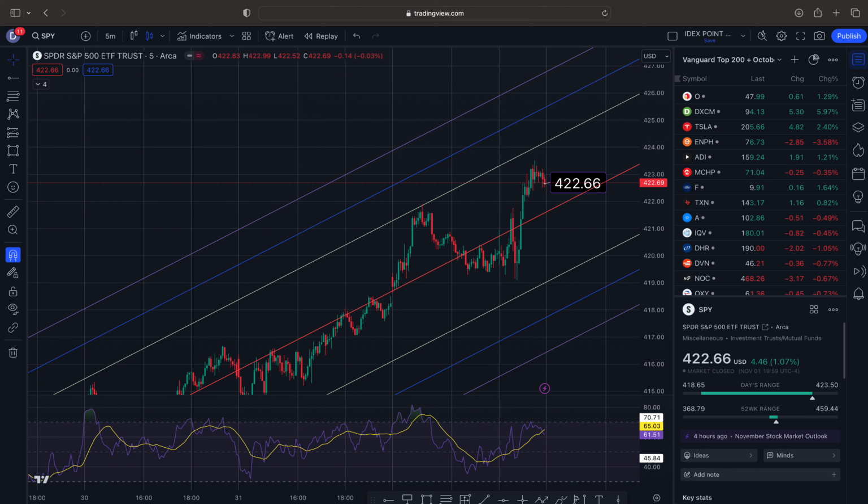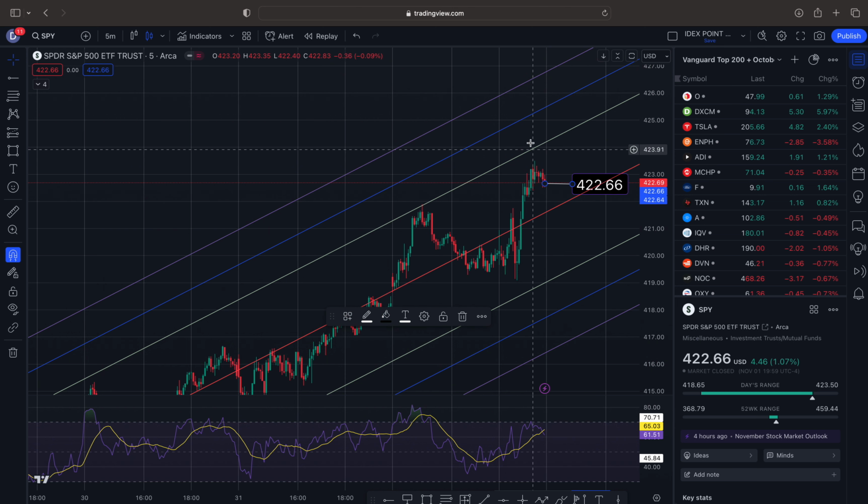This is SPY on the 5-minute time frame. I'm going to go over price targets for Thursday. We ended the day at $422.66, up just over 1%. The day's low, $418.65. The day's high, $423.50. This is where we ended.